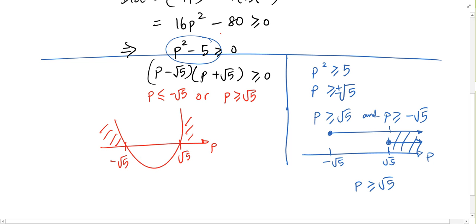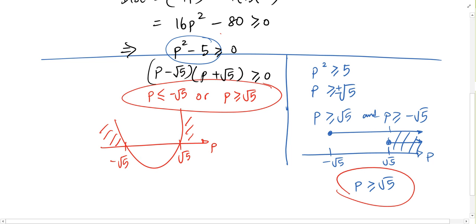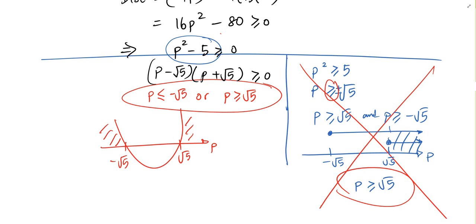Now compare the answers we have over here in red versus this one. Which one do you think is correct? The red one is correct. This is incorrect. You must never ever square root both sides when you have an inequality sign. You can square root both sides when you have an equal sign. But when it is an inequality sign, don't do that.